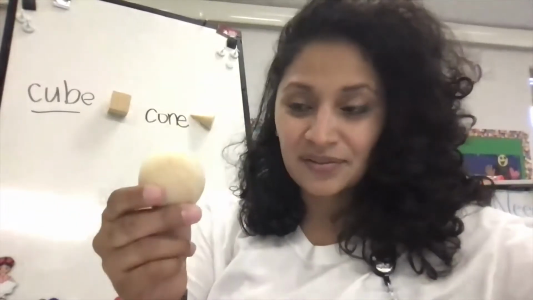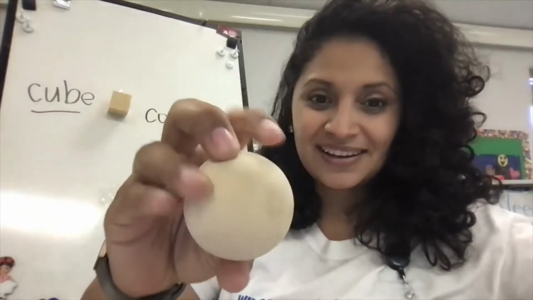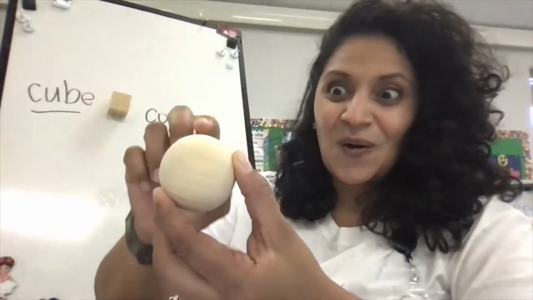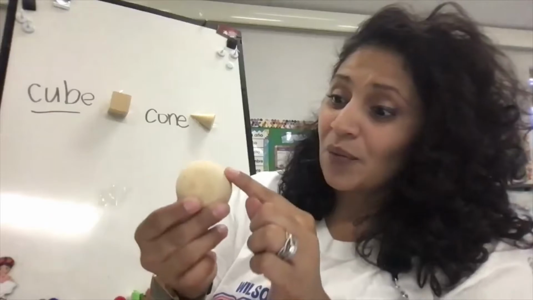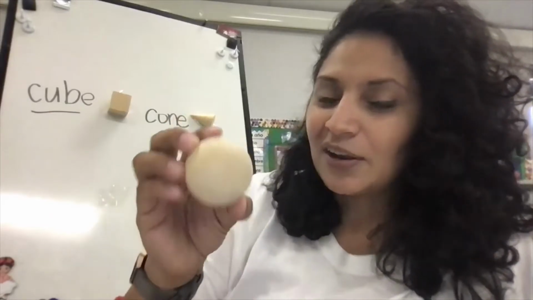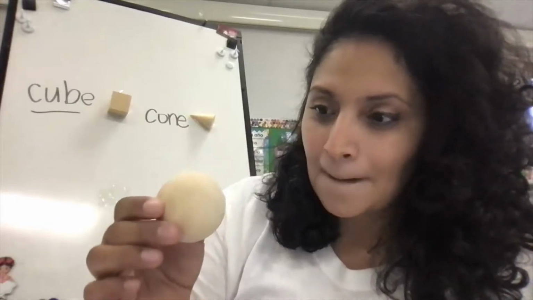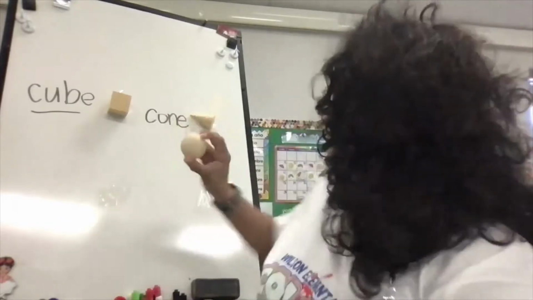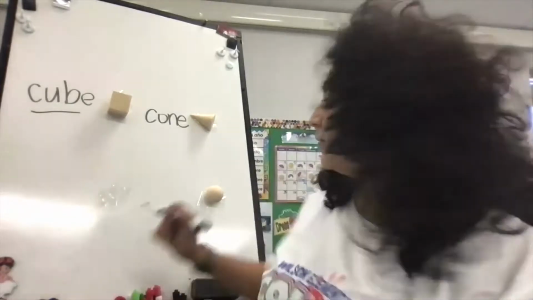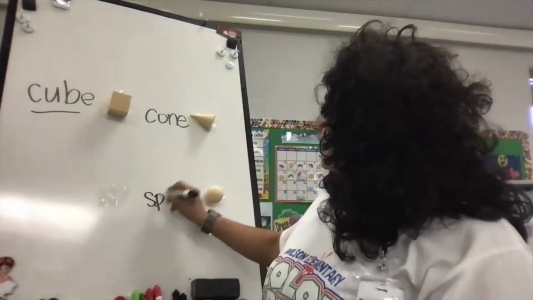Friends, I also have this shape. What is that? Look, that's the shape of a circle, only it goes all the way around on every side. This one is cool. And do you see any vertices on this one? Nope. No vertices on the sphere. So I will put sphere right next to it.